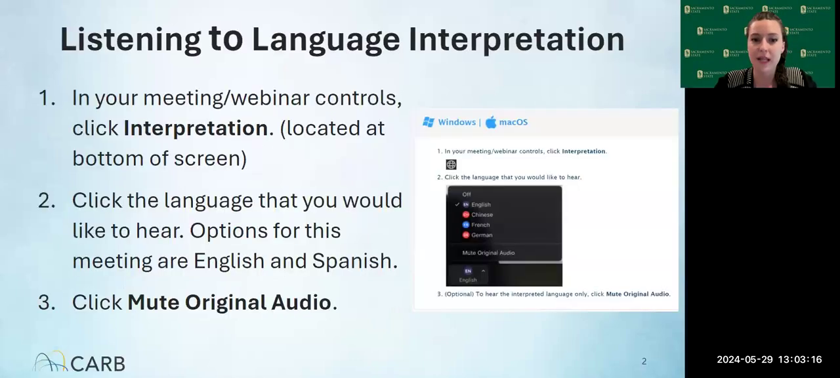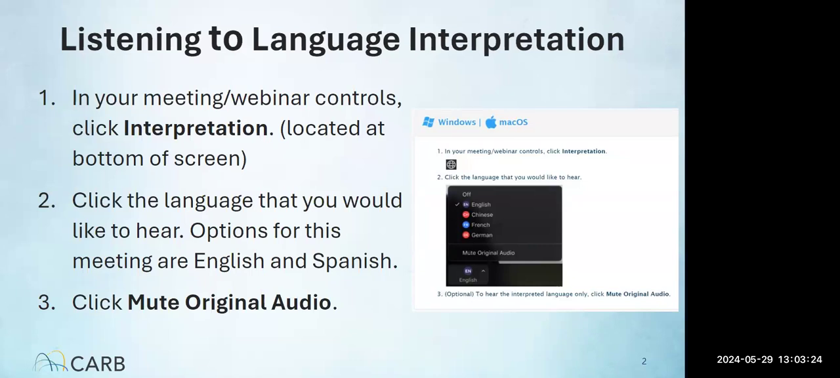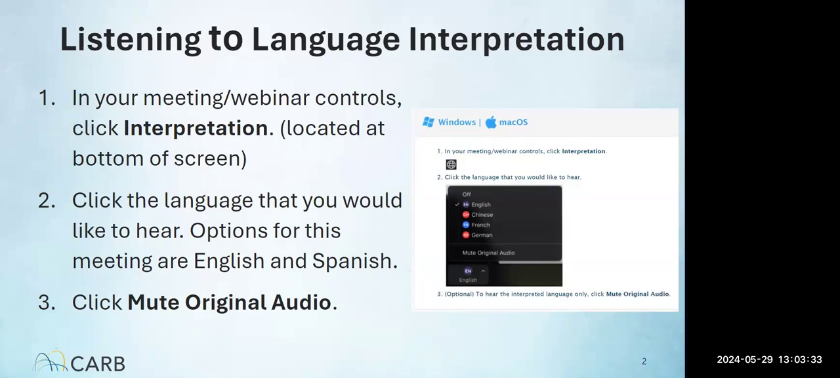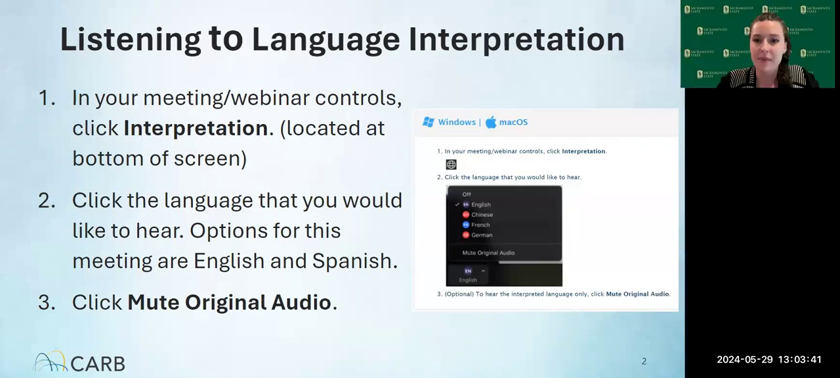Okay, so we do have live interpretation for today's meeting in Spanish. And we're going to go over the instructions here on how to join. Yeah, go ahead, Leticia. Thanks. Sorry. So the first step is once I launch the interpretation function, you're going to see in your webinar controls at the bottom of the screen a globe that says interpretation.